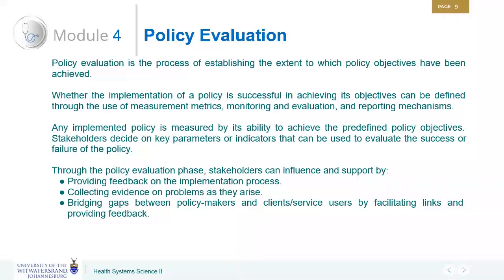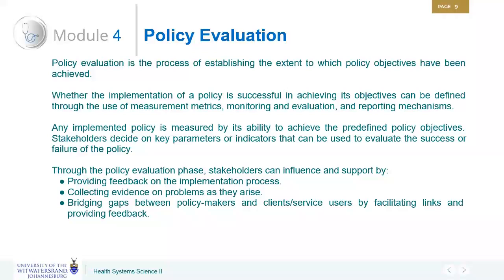Slide 9 looks at policy evaluation. Very importantly, we need to see, are we achieving what we set out to achieve? Policy evaluation is a process of establishing the extent to which policy objectives are being achieved. So whether the implementation of a policy is successful in achieving its outcomes can be defined through the use of different metrics, through monitoring and evaluation, and through different forms of reporting. So when we plan our policy, we can set up at what stage we are going to measure different aspects of that policy to see, are we achieving our outcomes?